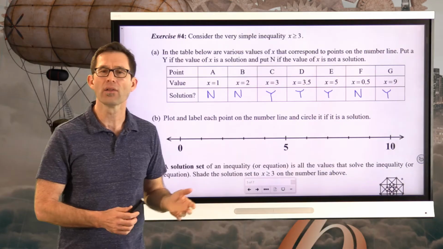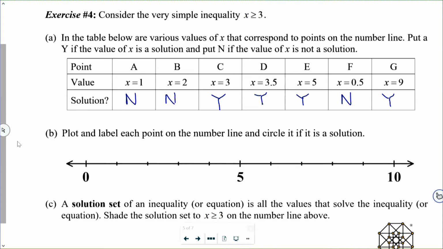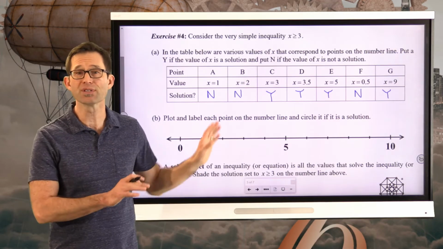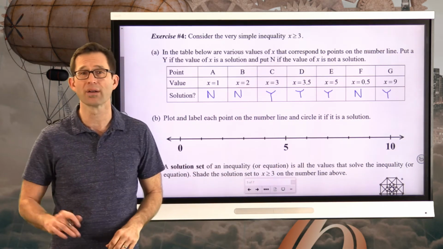And let's take a look at what that looks like on a number line. Letter B: plot and label each point on the number line and circle it if it's a solution. So I'm going to plot every single one of these numbers on the number line, then I'm going to circle it if it's a solution, and I'm not going to circle it if it's not.